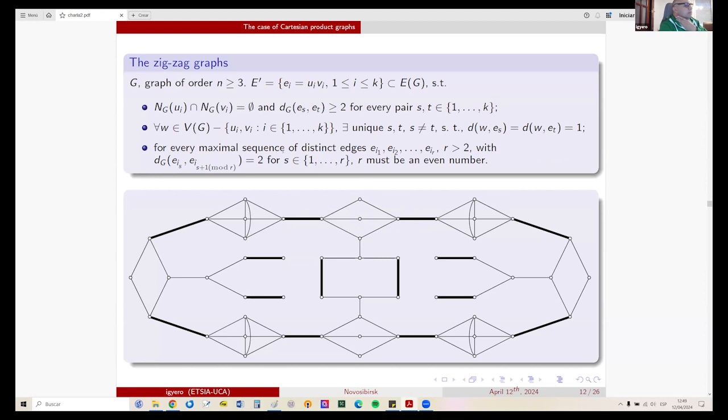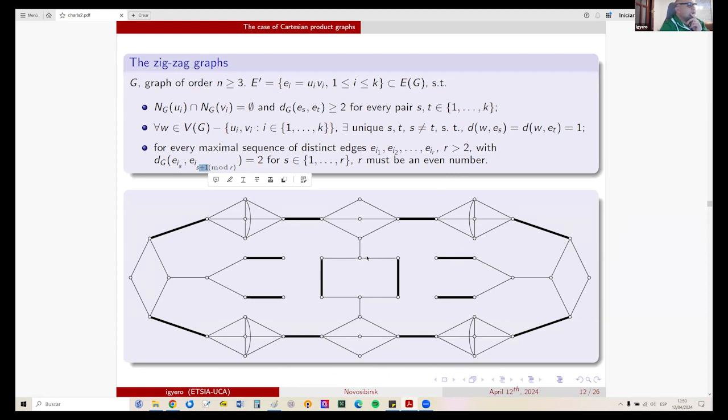And finally, for every maximal sequence of distinct edges that I take in this set of edges, with the distance between them equal to 2 modulo s plus 1, this number r must be an even number. For instance, all these black edges going outside in this kind of cycle form a maximal sequence. As you see, there is an even number: 2 here, 2 here, 2 here, and 2 here. If I consider these two, this is also a maximal sequence, and they are 2.